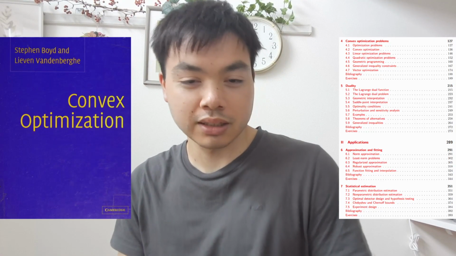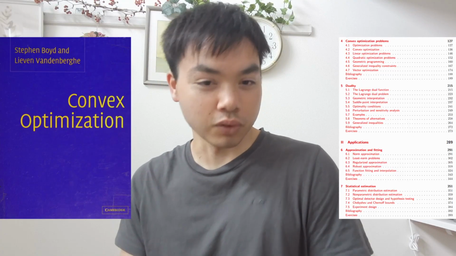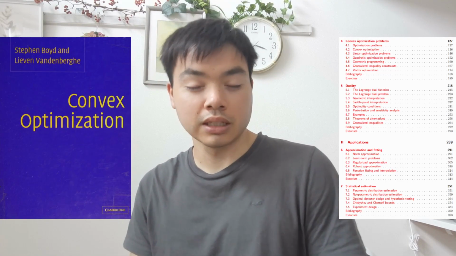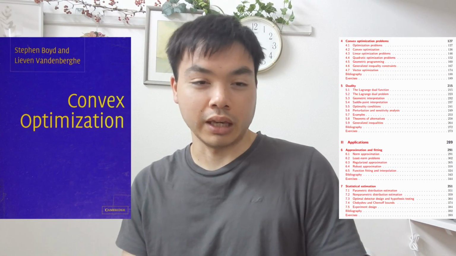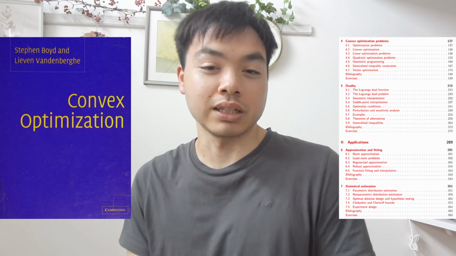Hey everyone, welcome back. This is week 19 that we're working through Boyd's convex optimization again. Last week we finished up chapter 4 with vector optimization, but this week we're starting chapter 5, which is all about duality, and specifically section 5.1, which is about the Lagrange dual function.